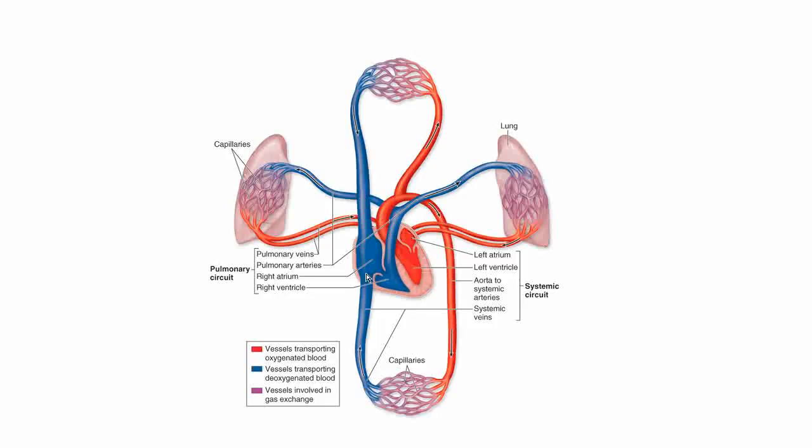So here we have a diagram of the heart. The heart has 4 chambers. You've got 2 atria and 2 ventricles. The 2 upper chambers of the heart are called atrium, and the plural is atria. And you've got 2 lower chambers which are called ventricles.